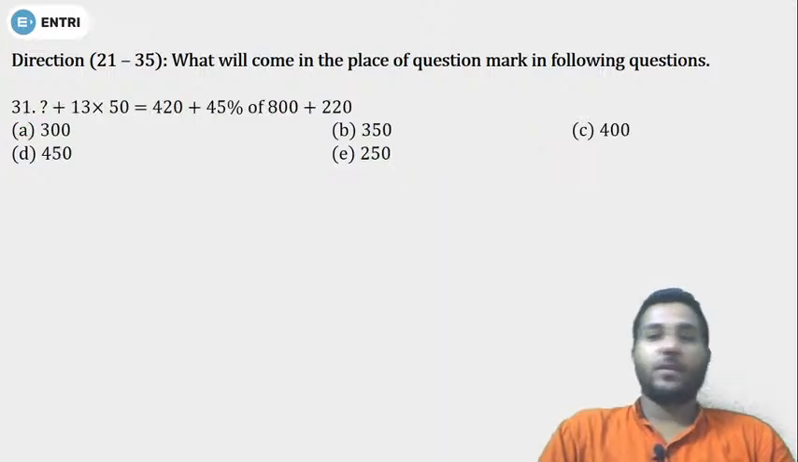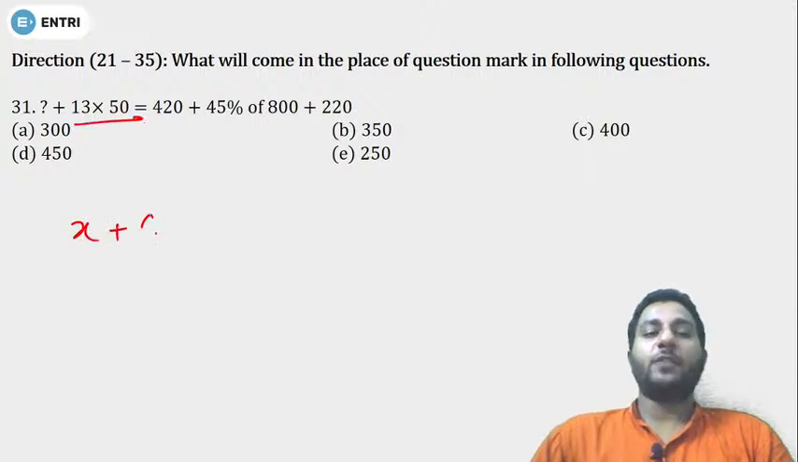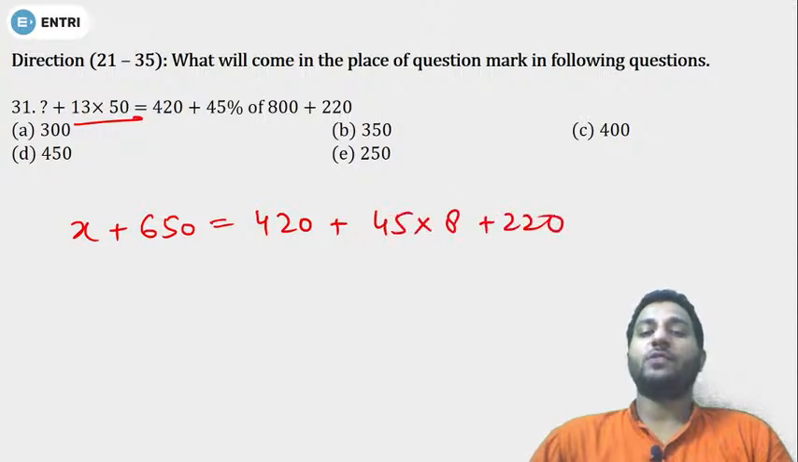Let's move on. The next one says that x plus 13 into 50, which means 650, equals 420 plus 45 into 8 plus 220. Now you can easily solve this kind of question.